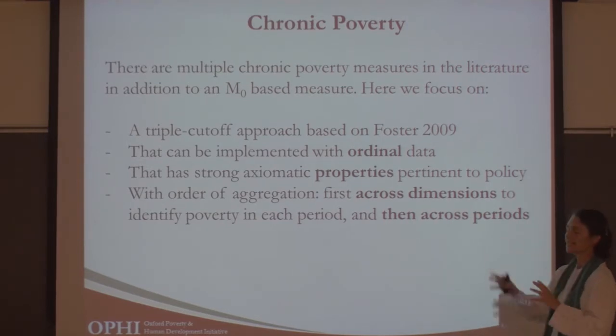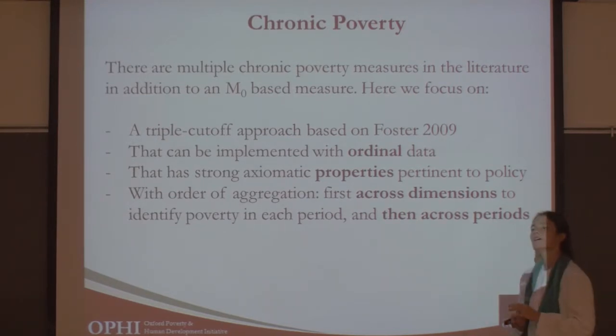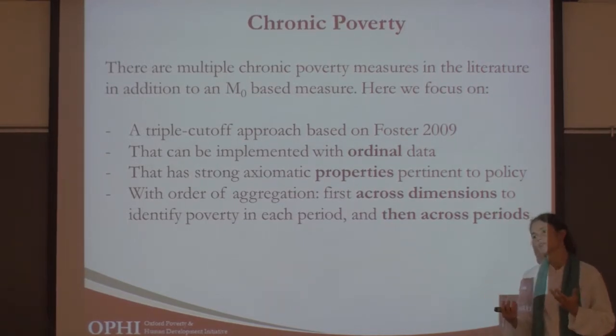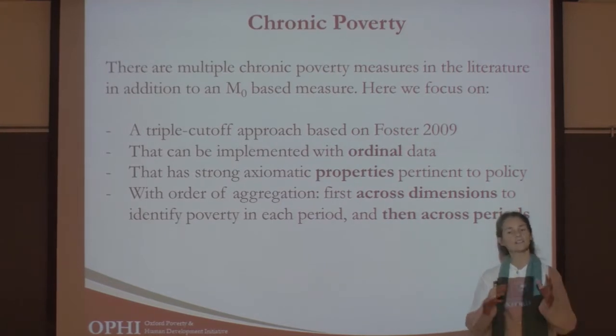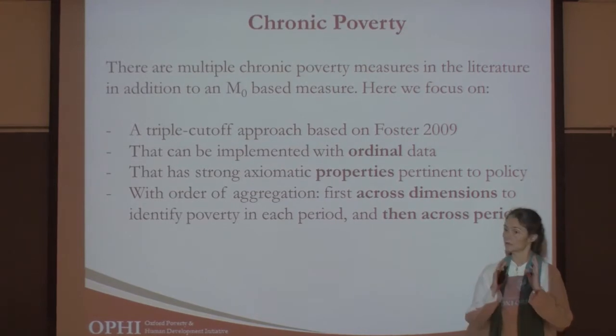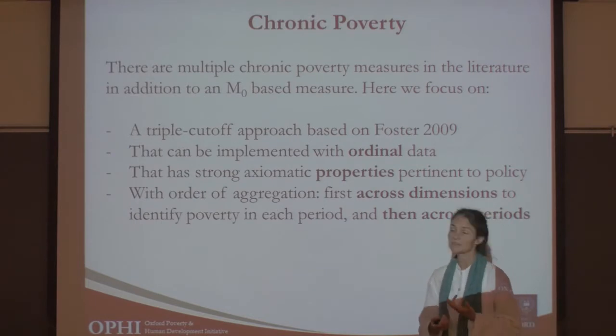There are other classes of measures like M1 and M2 in multidimensional space, in time, or chronic multidimensional poverty. You could also have different indicators that take advantage of the cardinal elements of the data if you wanted to. And if the time periods are not equally spaced, you could also construct measures that somehow take into account the distance of time between them. But for simplicity, we are going to presume that the time periods are equally spaced, and so we satisfy an axiom of time anonymity.